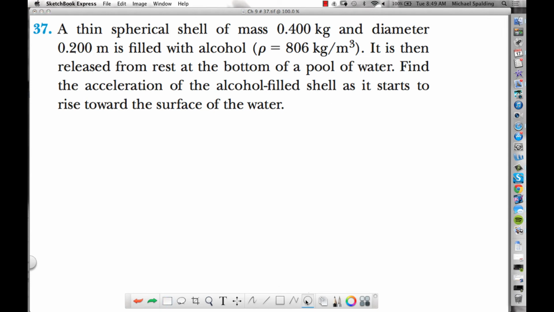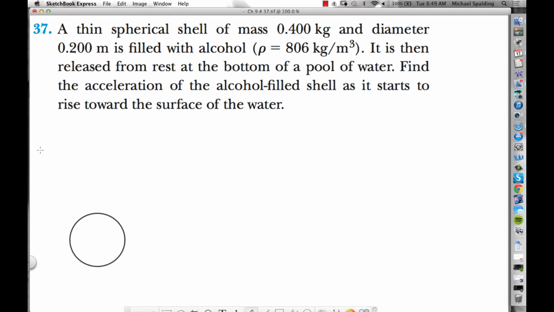So we got this spherical shell. Here it is, underneath the pool of water. So the water is underwater here, and the spherical shell is filled with alcohol.